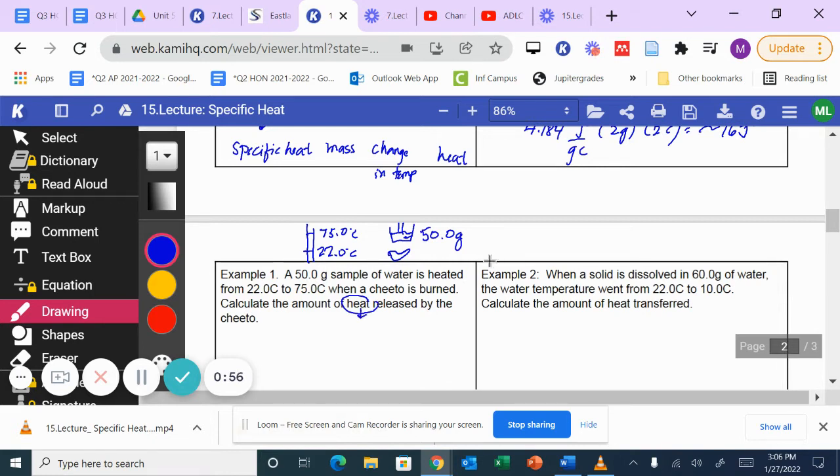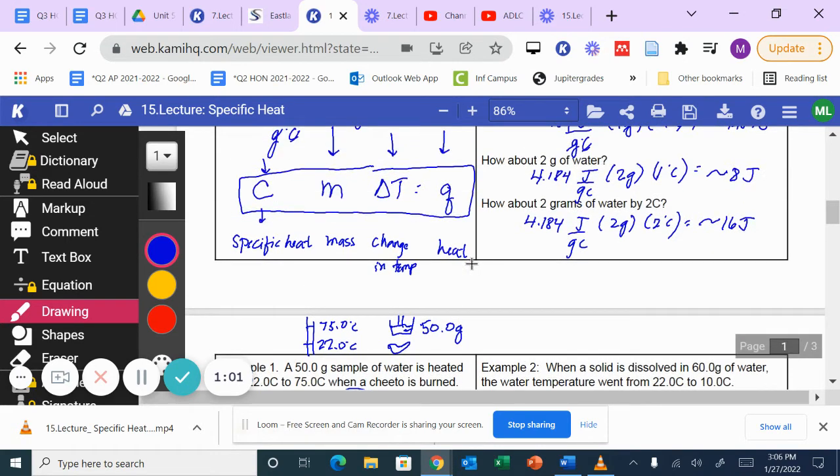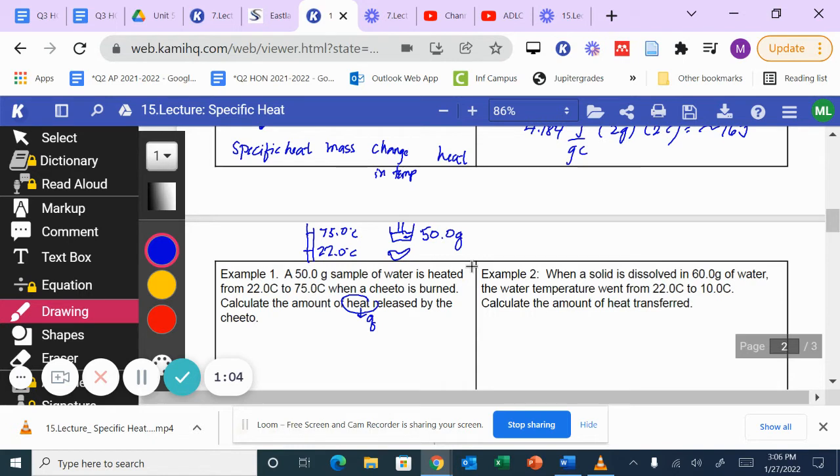So the symbol for heat is Q. If you want to know the heat, then you have to know the specific heat capacity of water, because the heat went into the water. Water takes 4.184 joules to heat up for every gram of water that you have for every degree Celsius of increase. If you heated 50 grams of water, then you multiply this by 50.0 grams. If the temperature rose from 22 degrees to 75 degrees, the difference is 53 degrees Celsius.